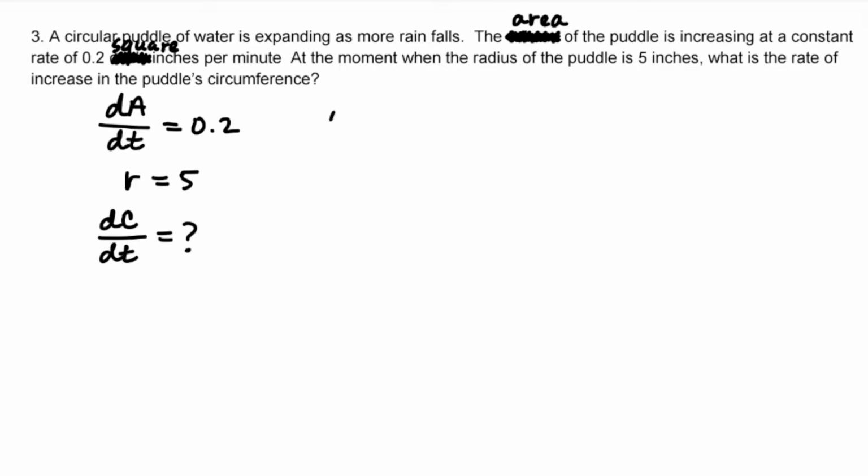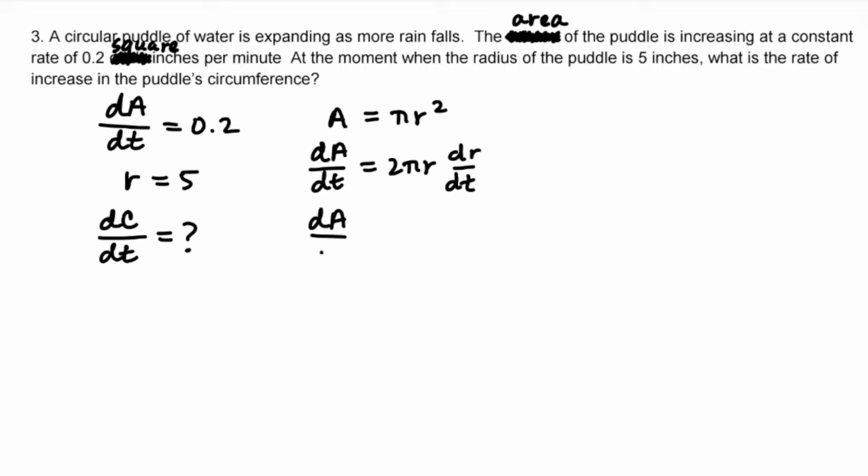All right, so I'm going to start with what we know. Area is pi r squared, and we know dA/dt is 0.2. So I'm going to take the derivative. dA/dt is going to be 2 pi r dr/dt. Then we're going to plug the stuff in and get dA/dt equaling 2 pi. The radius was 5, and then dr/dt was 0.2. So that's 10 times 0.2, which would be 2 pi.